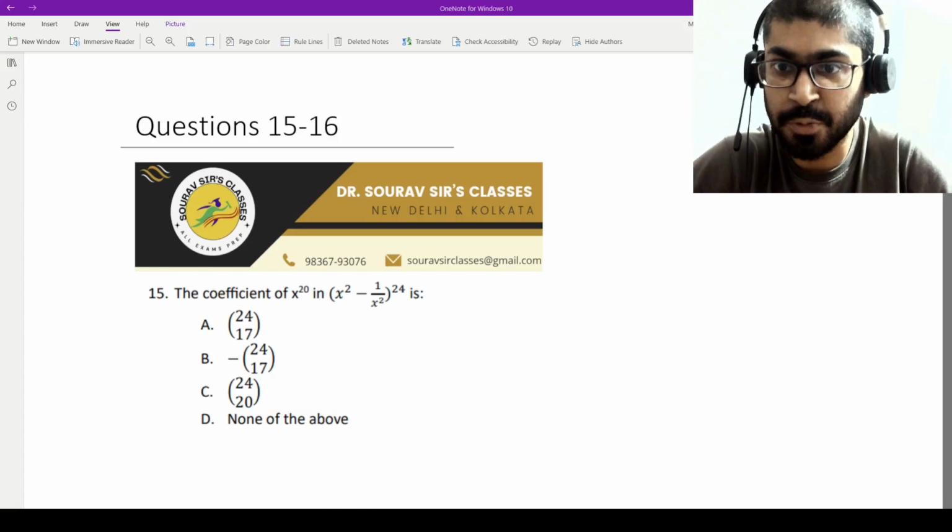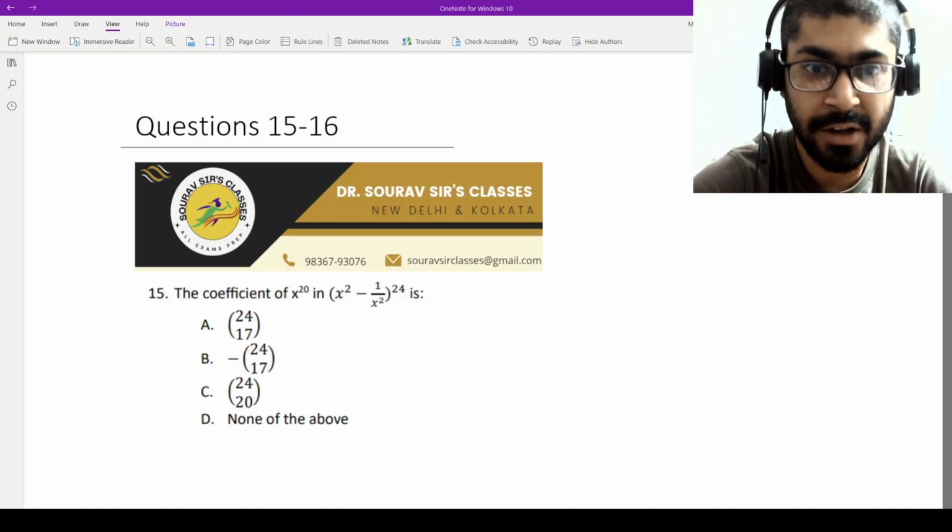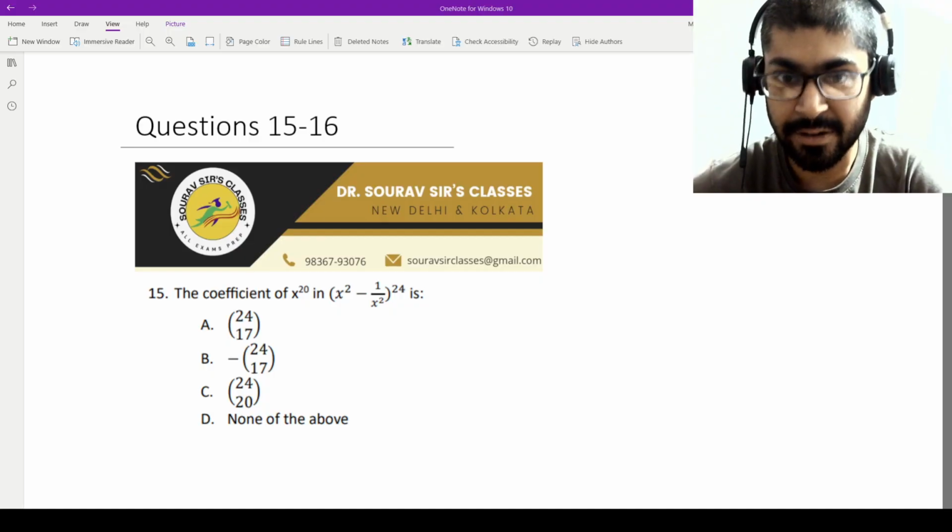We are solving the maths portion. So question 15 from binomial theorem and question 16 is a general question from sequences and series. We would have to look into it. Question 16 is a bit more tricky. Question 15 is straightforward. So the coefficient of x to the power 20, right? x to the power 20.